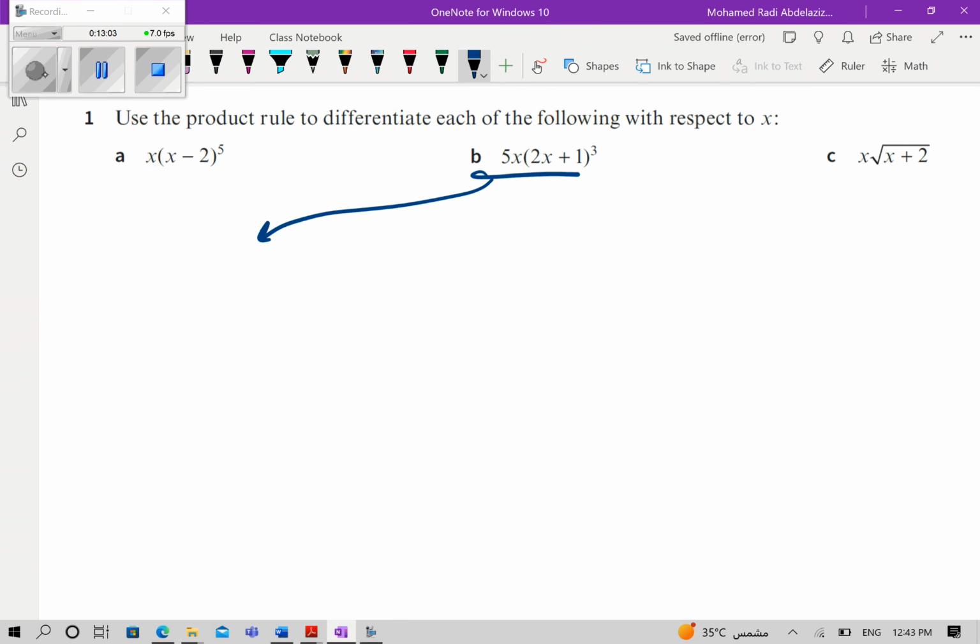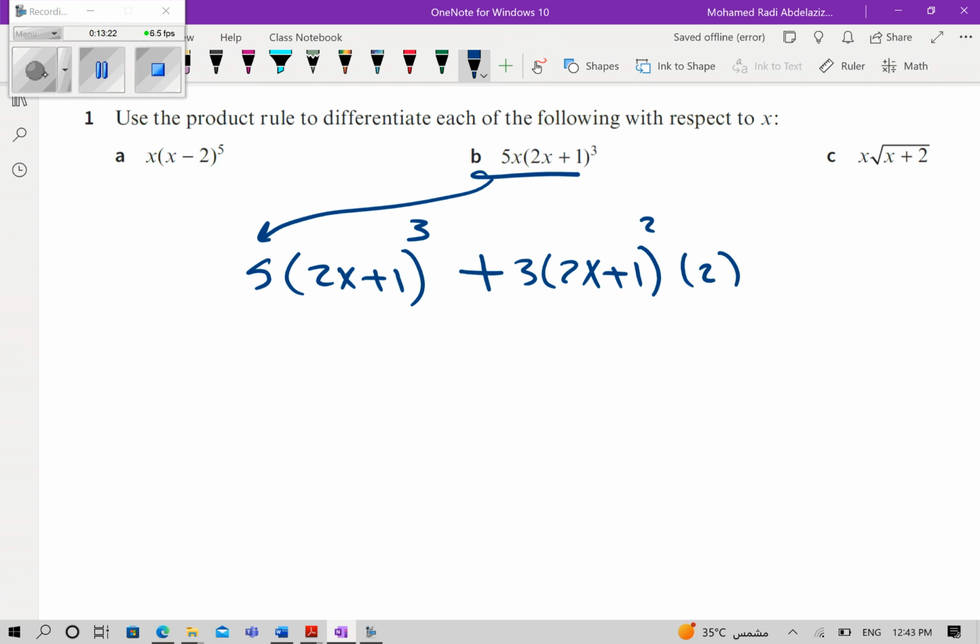Differentiate. 5x will be 5 multiplied by (2x plus 1) all to the power of 3, plus differentiate the second one: 3, then (2x plus 1) all to the power of 2, then 2, then 5x. I'll repeat this again.